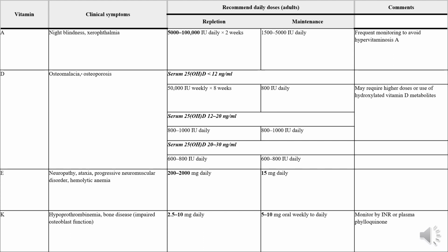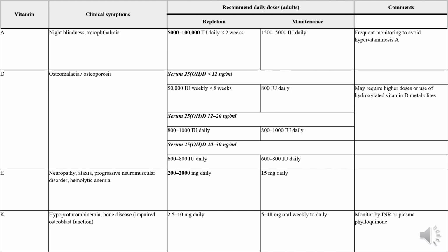If the level is between 12 to 20, you do 800 to 1000 international units daily, and then you maintain by 800 to 1000 international units daily as well. If the level is between 20 to 30, you do 600 to 800 as repletion, and you continue the same dose for maintenance. For E, clinical symptoms are mainly neuropathy, ataxia, progressive neuromuscular disorder, hemolytic anemia, and then the repletion is 200 to 2000 milligram daily, and for maintenance just 15 milligram daily.